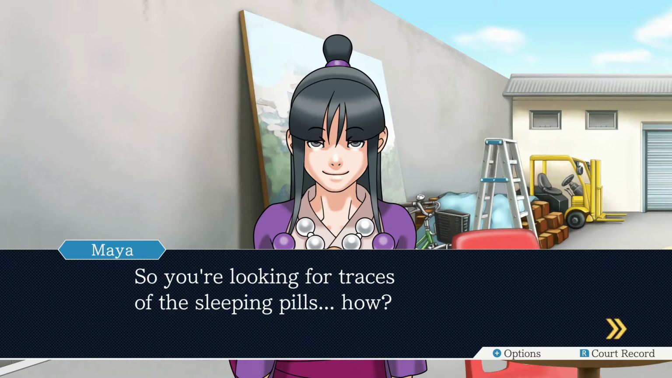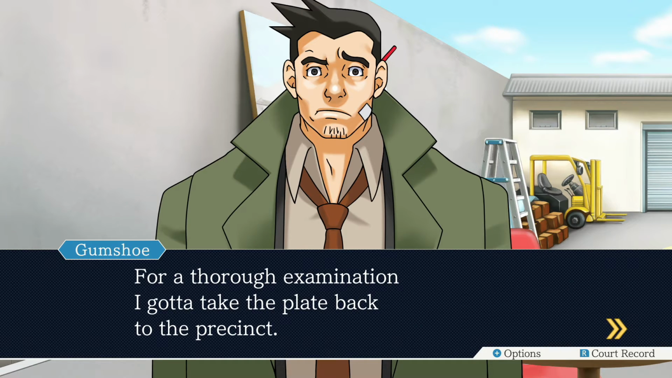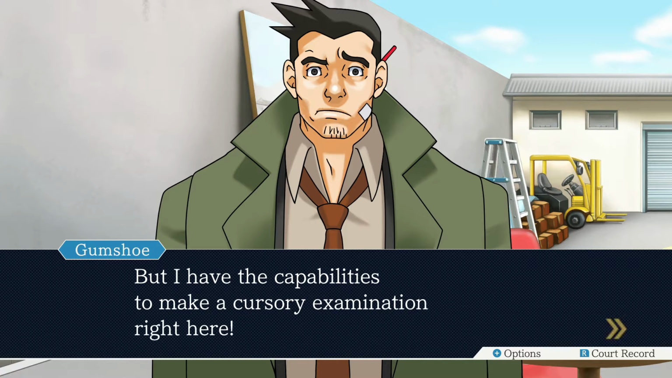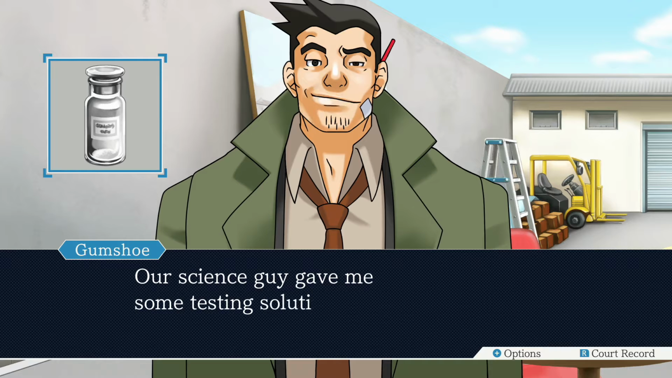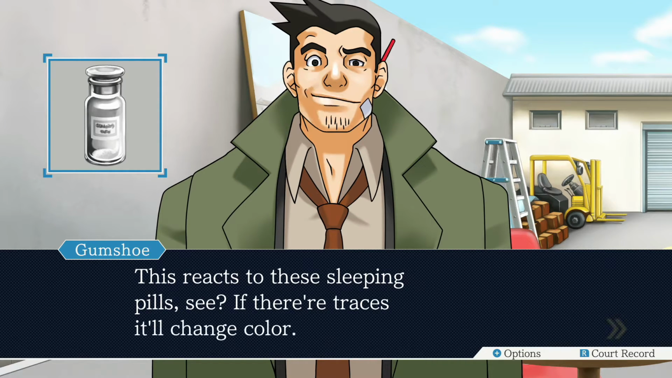Bam. So you're looking for the traces of the sleeping pills. How? Well, see, I got this magnifying glass. If I look real close. But I have the capabilities to make a cursory examination right here. Our science guy gave me some testing solution. If this shows up blue, he peed on it.